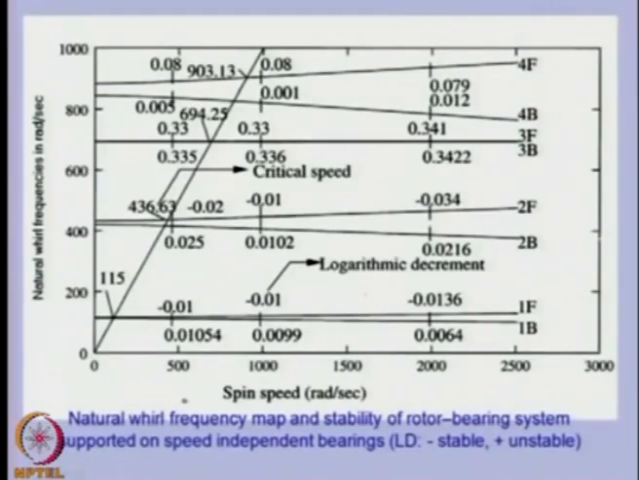Sometimes in the Campbell diagram, along with the frequency, we add the logarithmic decrements, and the sign of the logarithmic decrement determines whether the system is stable or unstable. Generally, whenever it is negative, the system is stable. If it is positive, it is unstable. With this we can see various modes, like the first mode, second mode, which are stable, which are unstable, and after what speed they are stable, we can study.